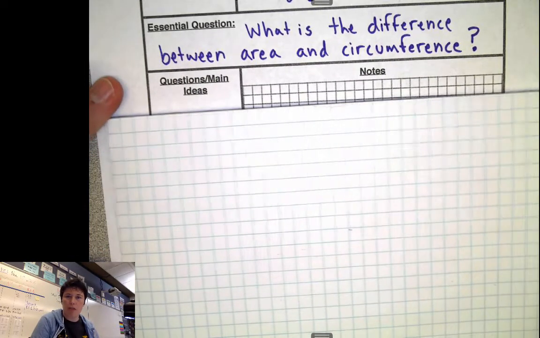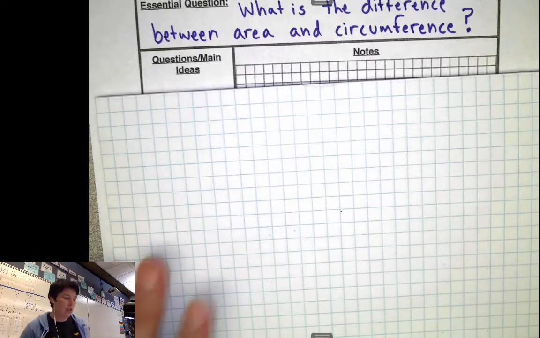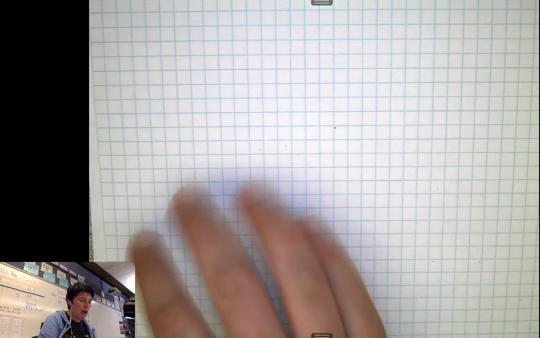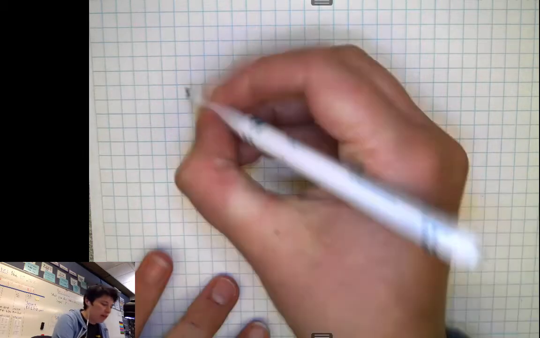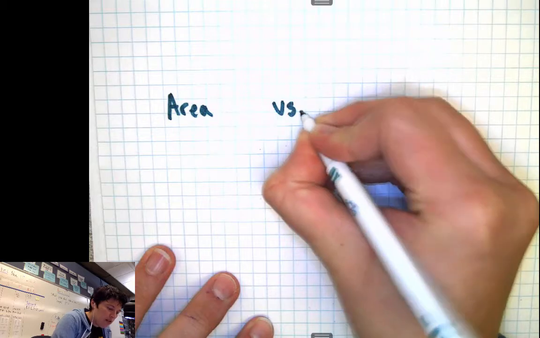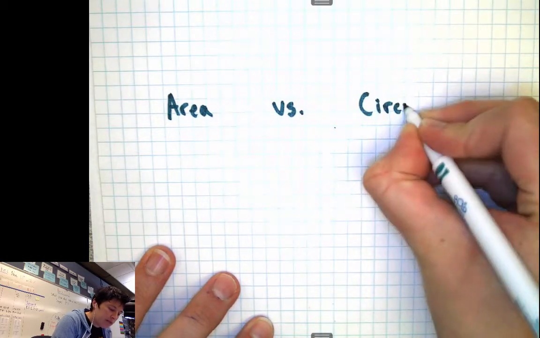8.3 is our topic. You're going to have to write the date today, and I'm going to give myself a little extra space with a little more graph paper, because I know I'm going to be writing big for our video. So here's what we're going to do. We're going to be creating a T-chart. We're going to write area versus circumference.